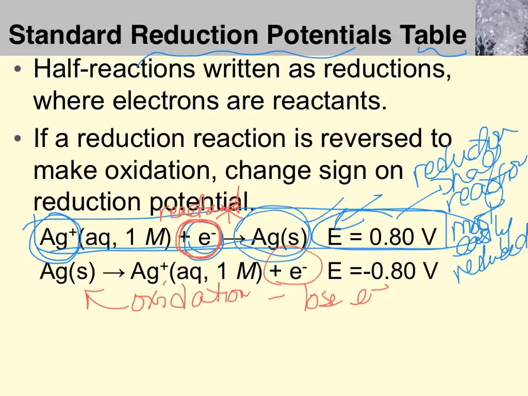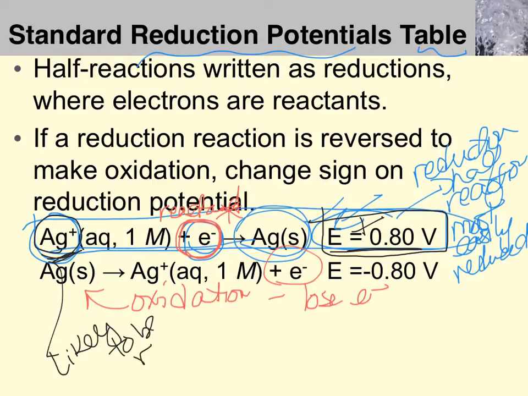What these values are telling you: you have a relatively large positive value for the reduction potential of the silver cation. And that tells you that the silver cation is likely to be reduced, because when written as a reduction, the E value is positive, which means spontaneous.